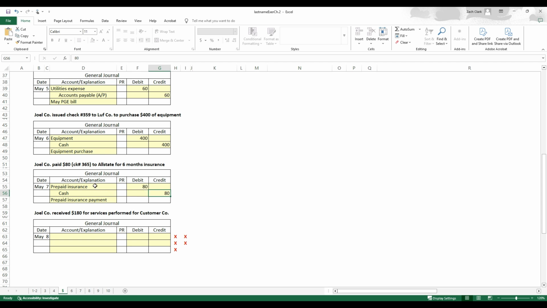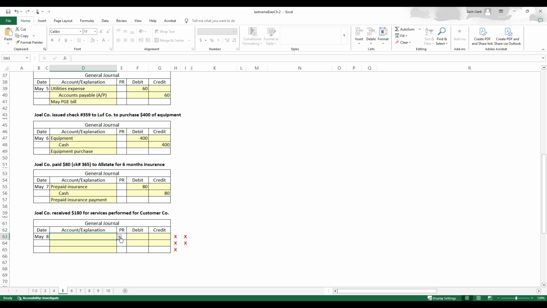And when the months elapse, so if we're paying this on May 7th, for 6 months starting the month of May, at the end of May we would want to record 1/6 of that amount: reduce our prepaid insurance asset by 1/6, and record an insurance expense for that amount as well.